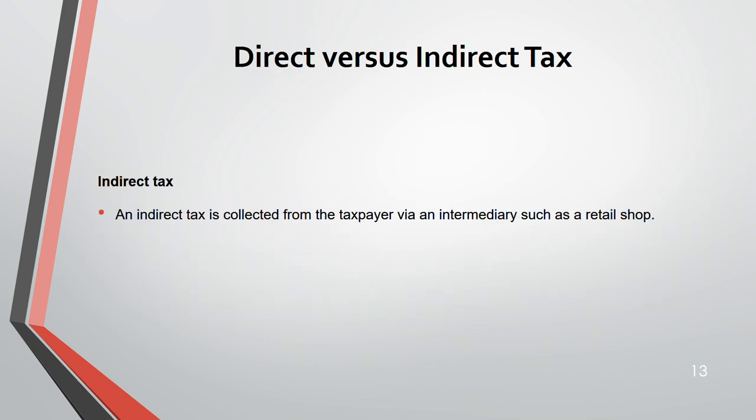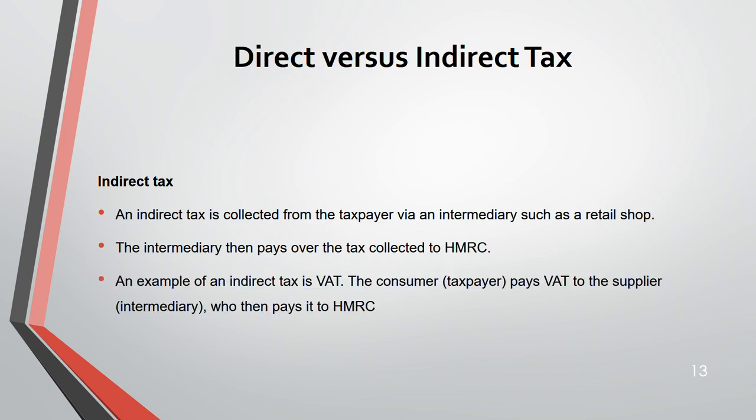Indirect tax is collected from the taxpayer via an intermediary such as a retail shop. Okay. The intermediary then pays the tax to HMRC. They collect it from us and pay to HMRC. VAT is an example, because the consumer is paying the supplier, and the supplier is then paying it to HMRC.